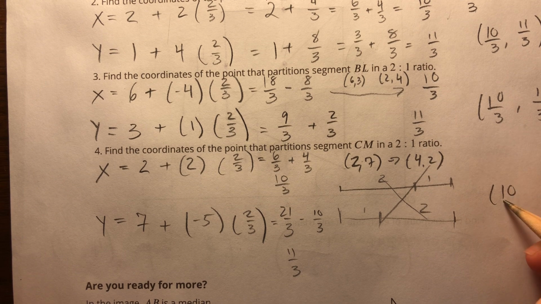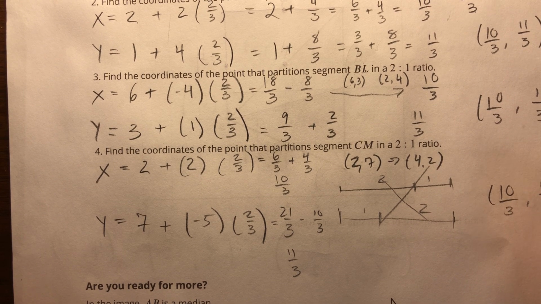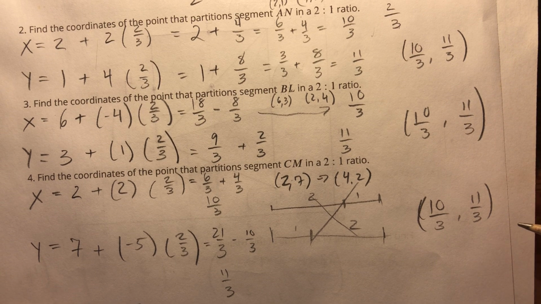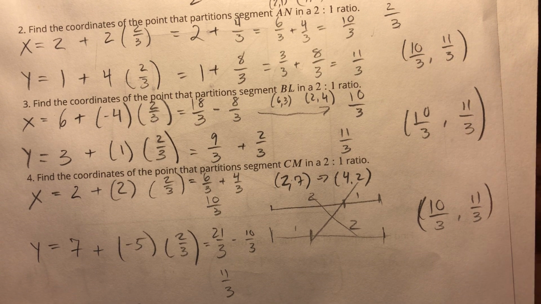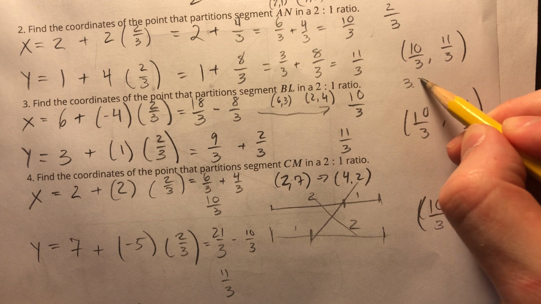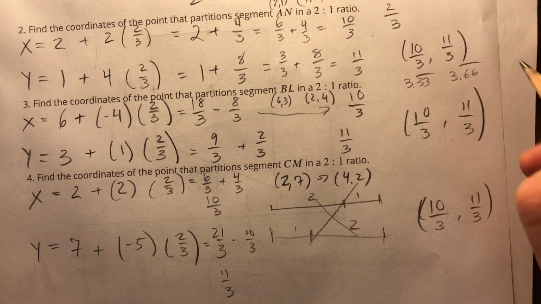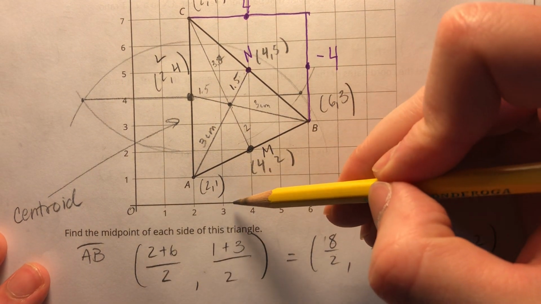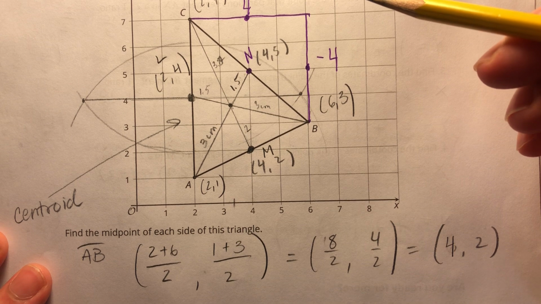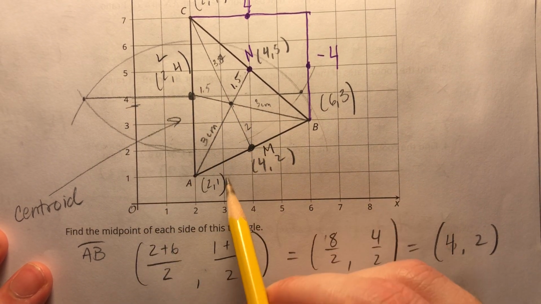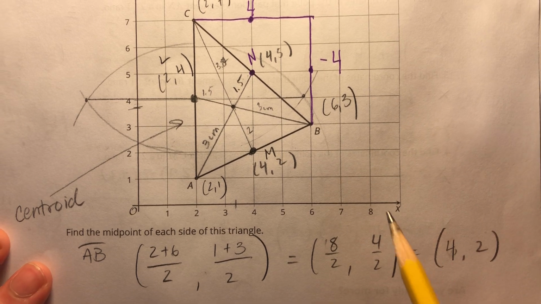So we keep getting the same coordinate, which is good news for us because it means that that centroid really does occur at this coordinate. So 10/3 is really like 3.33 repeating, and that's really like 3.66 repeating. So let's see if that actually is the point. 3.33, it's right about here, and then 3.67 is right about here, and we can see that that is exactly where that centroid is. They did a nice job.